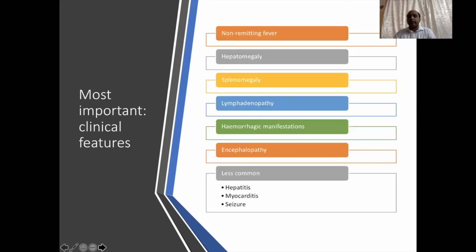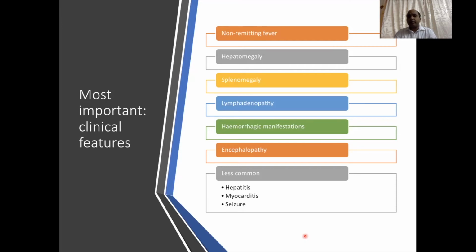The most important clinical feature, I told you, is non-remitting fevers. In systemic onset JIA, they mostly have intermittent fever. When the child develops continuous fever in a case of systemic onset JIA, then you can suspect the child is going to develop macrophage activation syndrome.